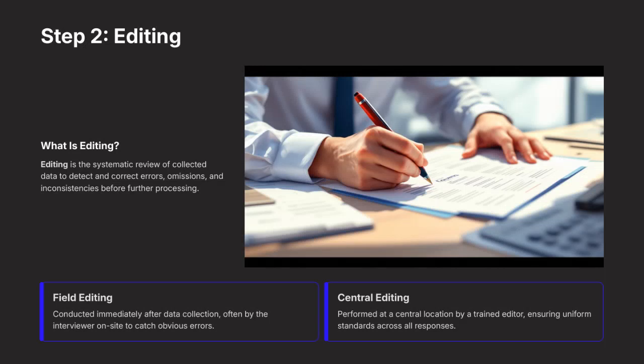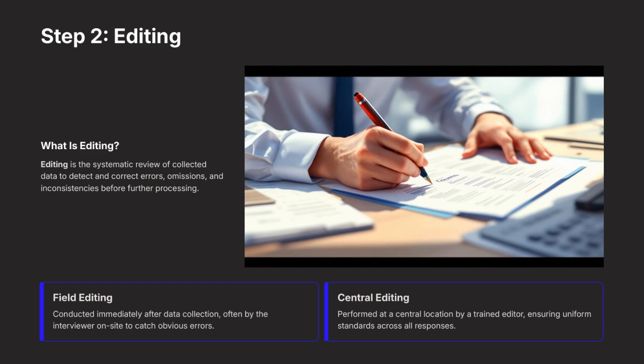Now, let's talk about the step of editing in the data collection process. First, we have central editing, which is performed at a central location by a trained editor. This ensures that all responses are held to the same high standards, maintaining consistency across the board. Next, there's field editing, which is done immediately after data collection, often right by the interviewer on site. The goal here is to catch any obvious errors right away, so we don't carry mistakes forward.